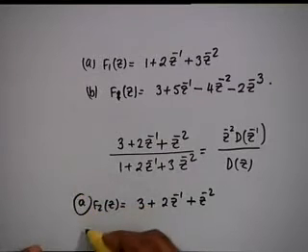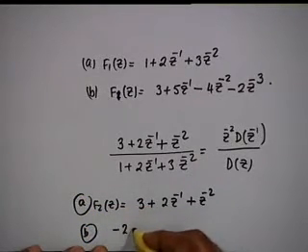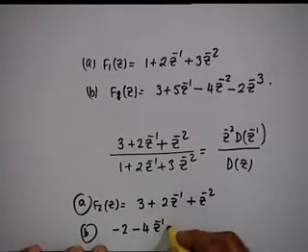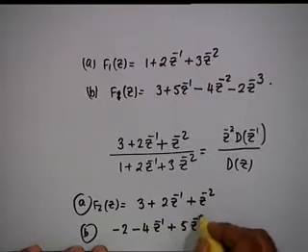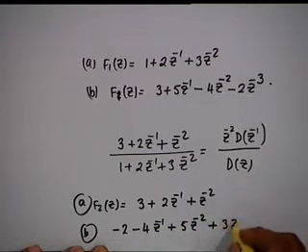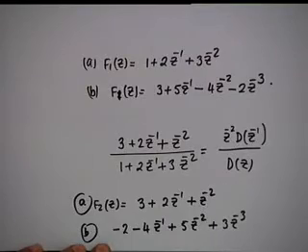For A, and for B it shall be minus 2 minus 4z inverse plus 5z to the minus 2 plus 3z to the minus 3. That is it. Very simple question. Two facts I have used.